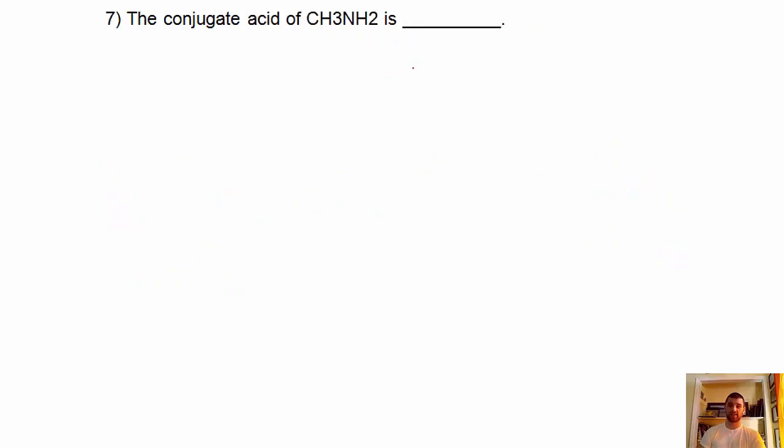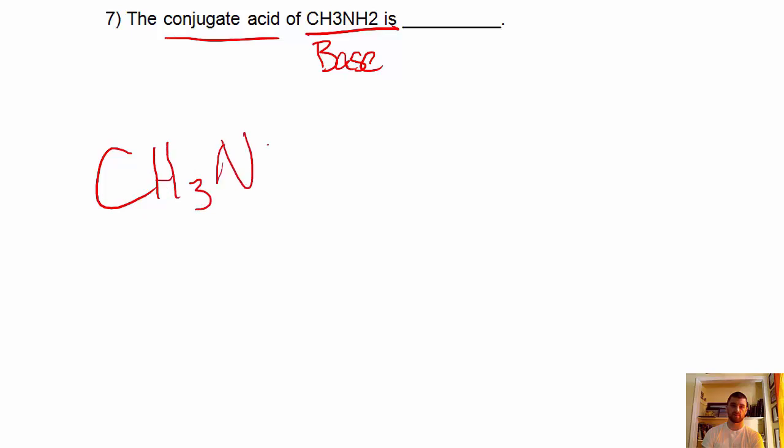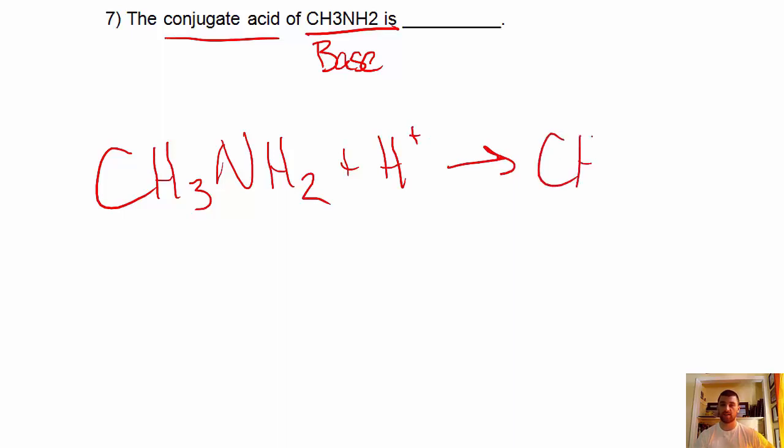All right, and the conjugate acid of CH3NH2. All right, so again, this must be the base if we're looking for the conjugate acid. So we know that we're starting with that. And if it's a base, we're adding a proton to it. So we would get CH3NH3 plus.